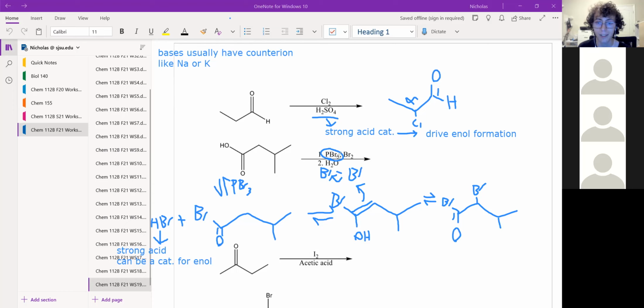And then in the second step, we add water. What should happen to this structure when we add water to it? What happens if you add water to an acid bromide? What kind of product do you make? Yeah, it goes back to a carboxylic acid because that's hydrolysis.